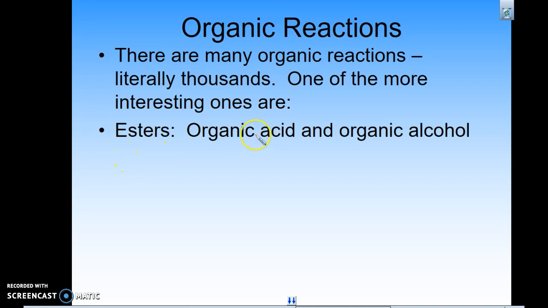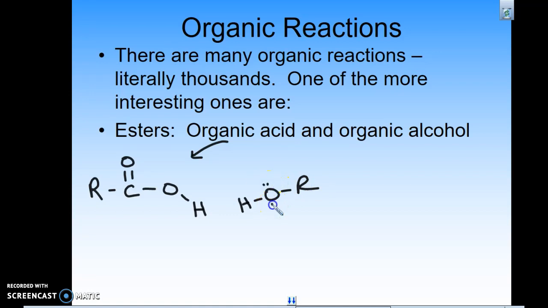And where they come from is an organic acid, which you have here. That's your organic acid. And you have an organic alcohol, and if you remember, the organic alcohol was an OH with R. Now I should put these lone pairs on, but we get kind of lazy in organic chemistry, and we don't necessarily put those on.